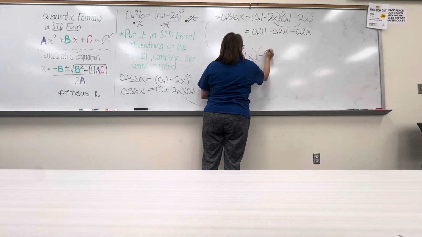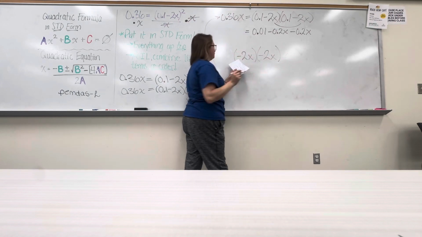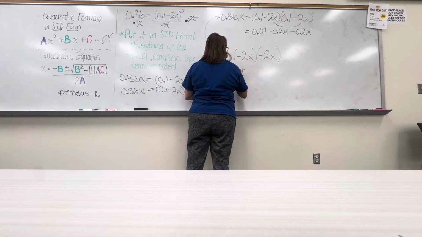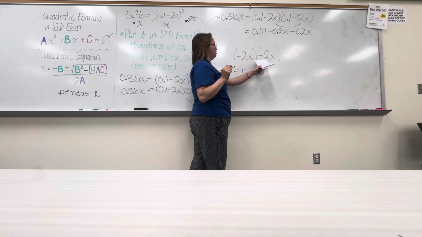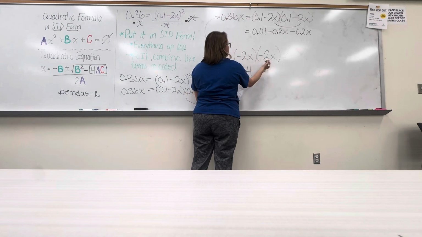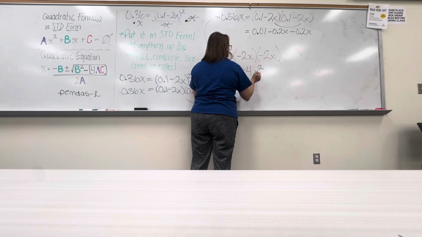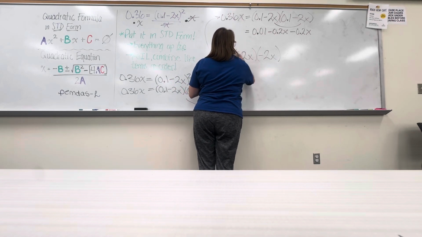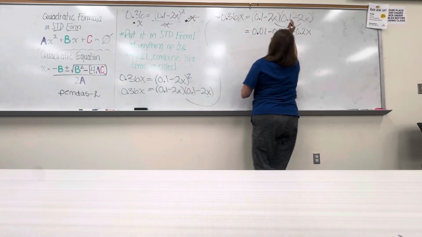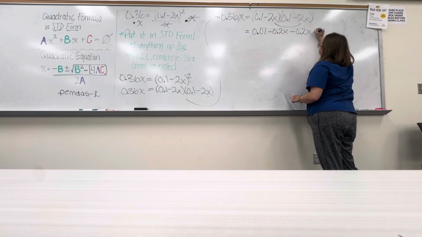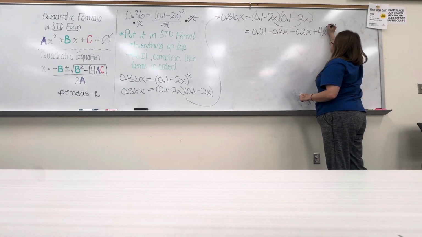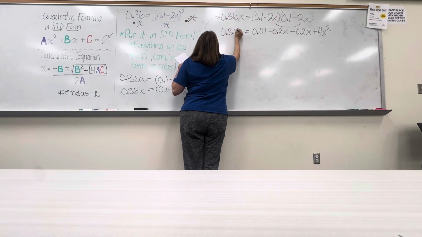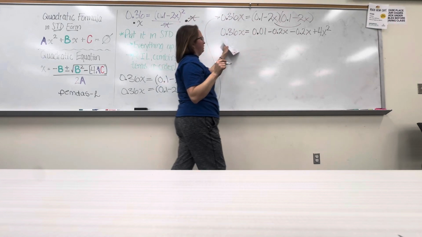Okay? So when we go up here and we do our last terms, and we have negative 2x multiplied by negative 2x. First of all, a negative multiplied by a negative is a positive. So that's going to be a positive. 2 times 2 is 4. x times x is x squared. So 4x squared. Okay? So when we multiply these last terms, it's plus 4x squared. And we've still got our 0.36x. Now we have everything expanded.